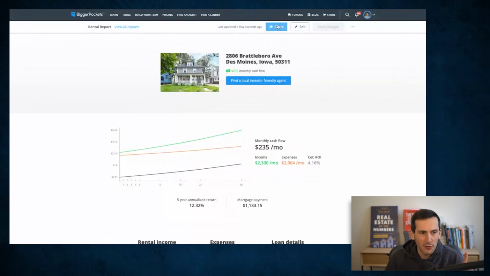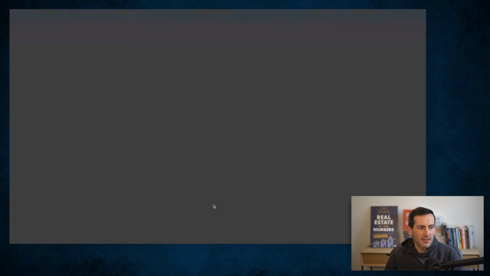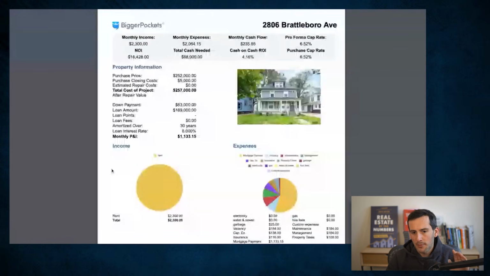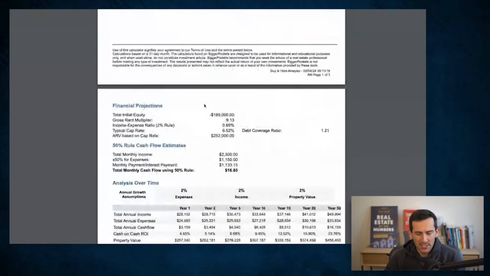Now, before I go back to the presentation, I just want to show you one last thing, which is if you use these calculators, you hit this share button and enable report sharing here and hit download PDF. And it's going to give you a super professional analysis here. And this is really important for a few reasons. First and foremost, if you have a partner or a spouse you want to show a deal to, this is an awesome way to get them on board, to show them that you've done the numbers, you understand the math behind your deals, and whether it's a good deal or not.